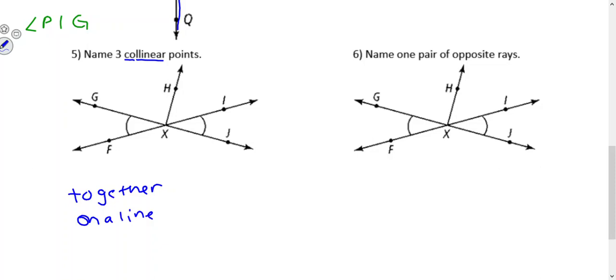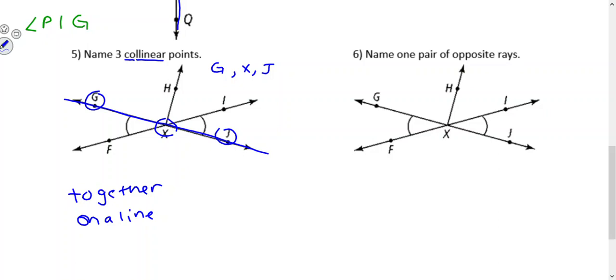So we want 3 points that are together on a line. If I choose this line right here, I have points G, X, and J. So point G, point X, and point J would all be collinear. The way we name a point is with that capital letter that is attached to it.